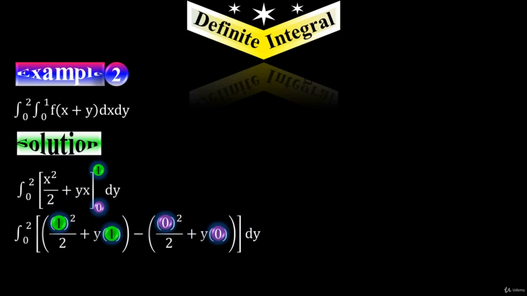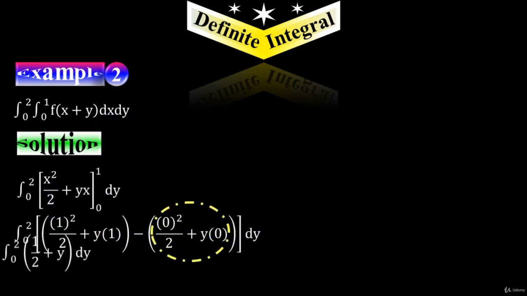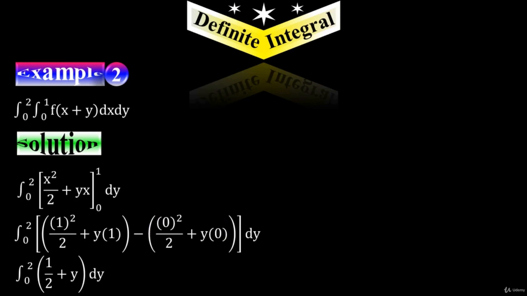Since we have differentiated with respect to x, you must put the value of a limit in the x variable, not in a y variable. This term will be 0 and we're left with integral of 1 over 2 plus y dy. The next step is to integrate the result whatever you get after the first integration. After the first integration we got 1 over 2 plus y. Now take the second integration. Just differentiate this with respect to y.